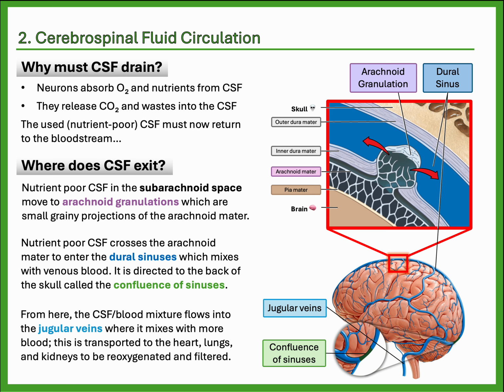And from here, this is a mix of now all the CSF and blood, which is practically the same thing as we talked about. All of this goes down through the jugular vein, where it mixes with more blood from other regions of the head, the neck. And this is transported to the heart, the lungs, the kidneys, and it'll be reoxygenated, refiltered, and it'll return back up to the brain afterwards. Okay?